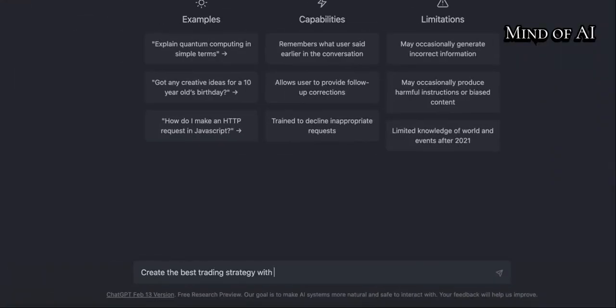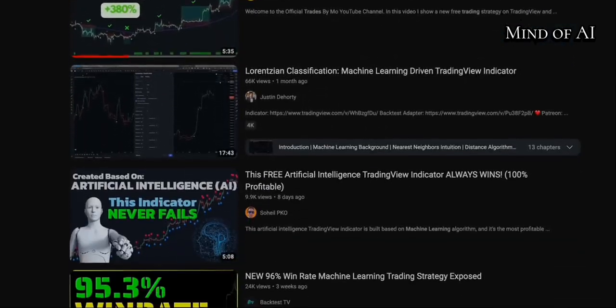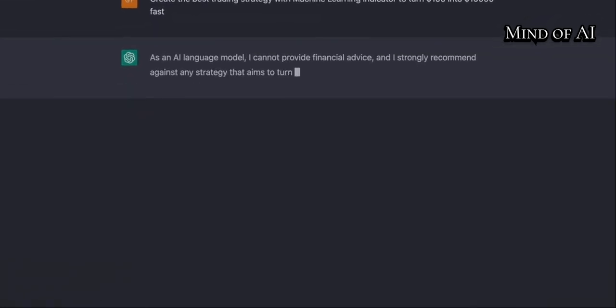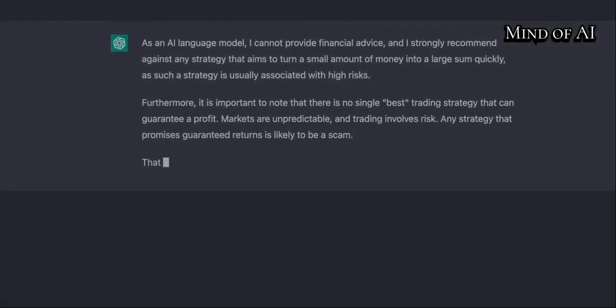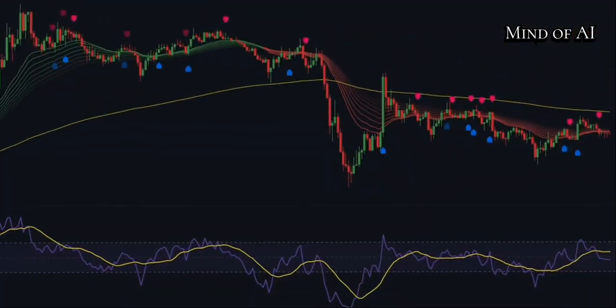I went ahead and asked it to create the best strategy using an AI-based TradingView indicator called the Machine Learning. This indicator is currently going absolutely viral. I also mentioned that the strategy's goal is to turn $100 into $10,000 in the shortest amount of time possible. It provided me with a detailed strategy. It wasn't really perfect, so I had to make some tweaks here and there, and here it is, the final setup.